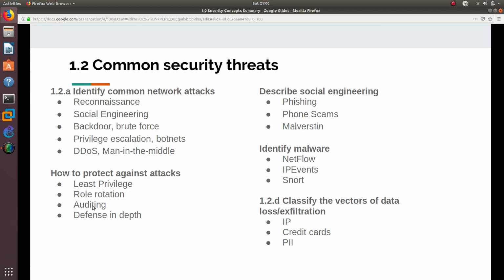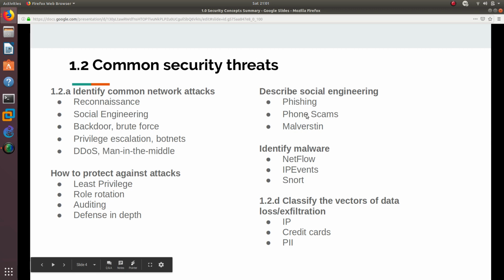And then we have auditing, another way that you can protect against attacks. And then we have defense in depth, and that means that you can have a firewall, like a bunch of firewalls, and use different ways to protect your network.